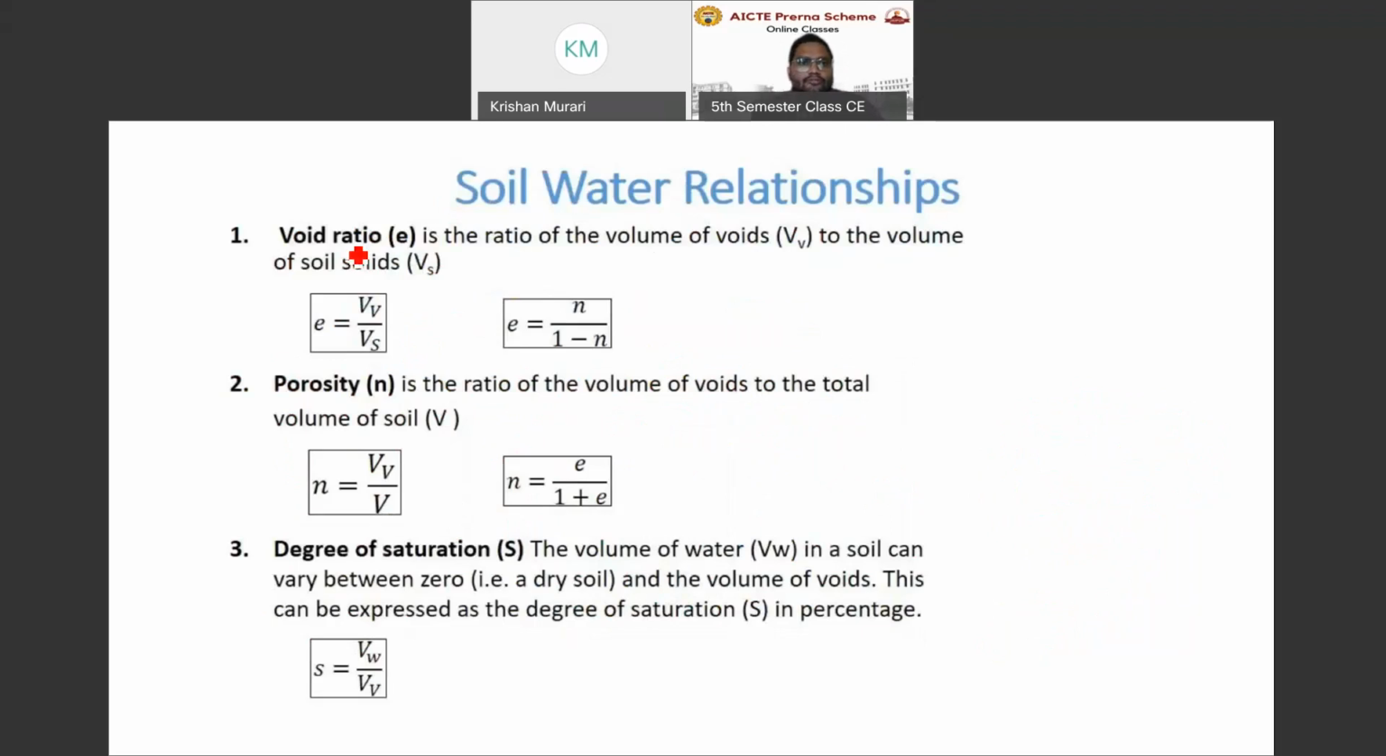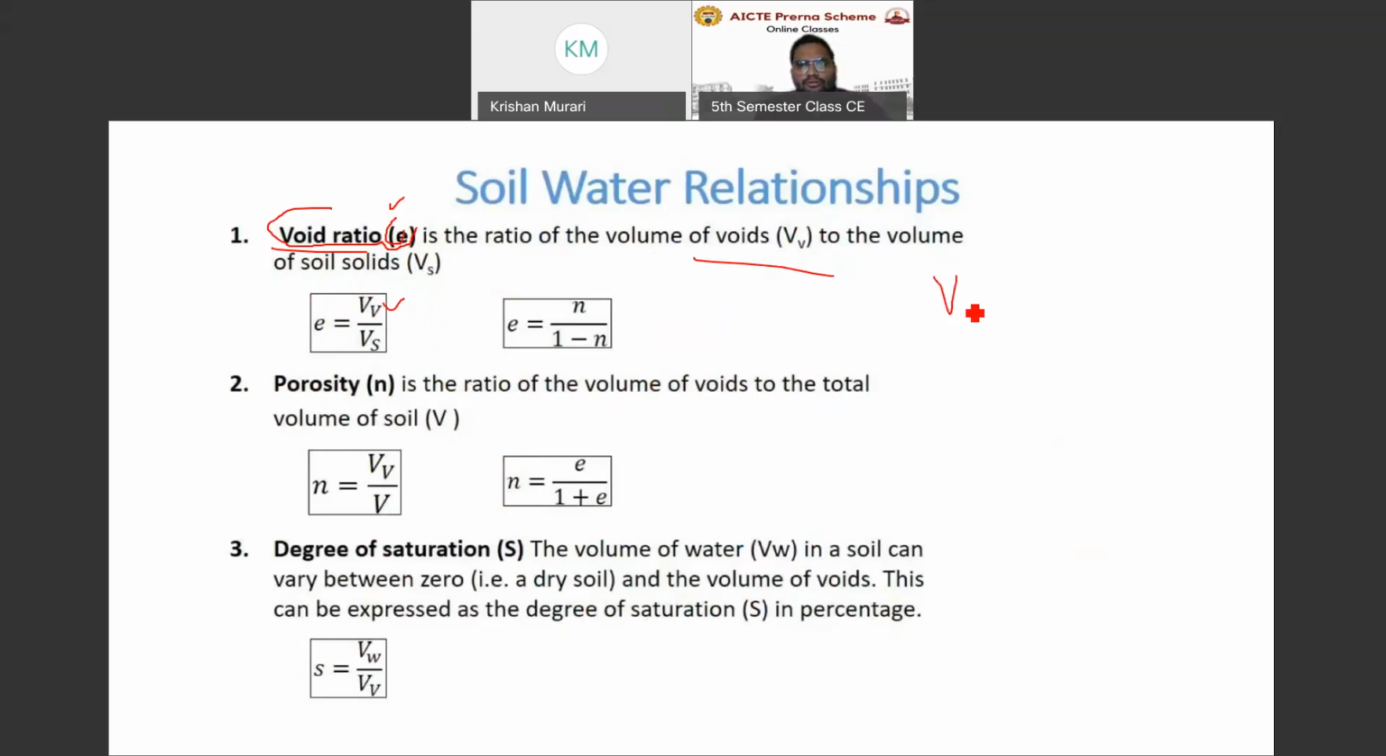The first very important term is void ratio. The representation of void ratio is small e. What is the void ratio? It is the ratio of the volume of voids to the volume of solids. Here we write volume of voids, that is Vv, upon Vs. So e is Vv upon Vs, volume of voids upon volume of solid.